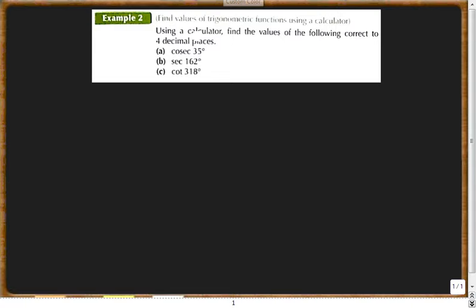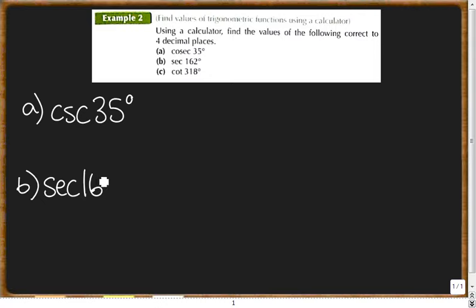Example 2 says, using a calculator, find the values of the following correct to 4 decimal places. So we have A, the cosecant of 35 degrees, so we'd like to do CSC of 35 degrees. We have B, which is the secant of 162 degrees, and we have C, the cotangent of 318 degrees.